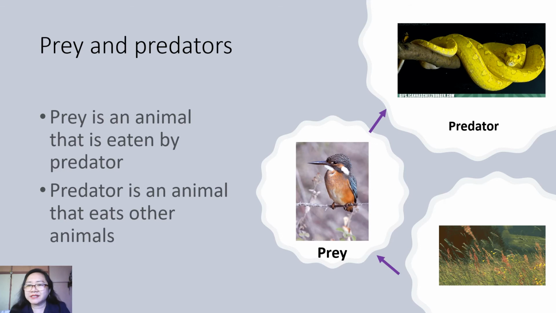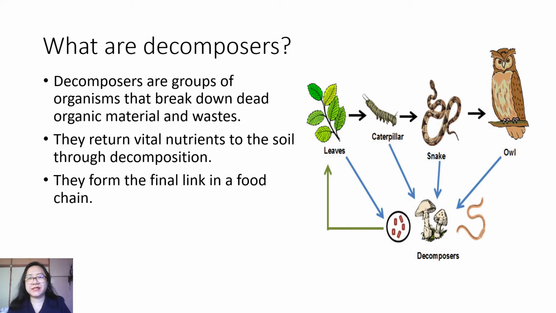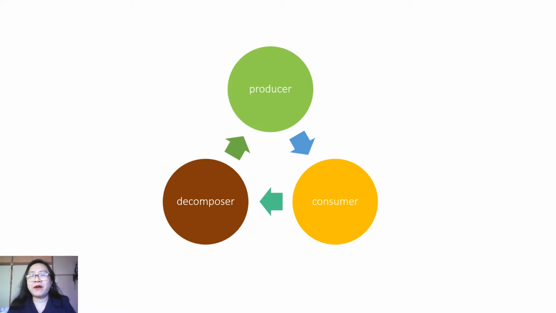What are decomposers? Decomposers are a group of organisms that break down dead organic material and waste. They return vital nutrients to the soil through decomposition and they form the final link in a food chain. Examples of decomposers are bacteria, fungi, and worms. So, a food chain is made up of producer, consumer, and decomposer.